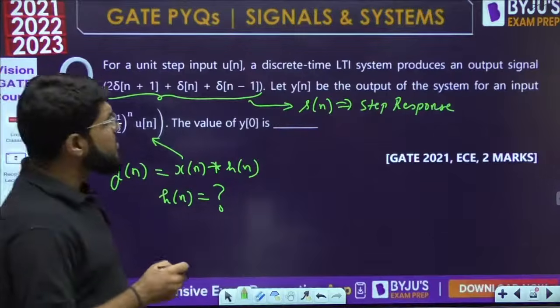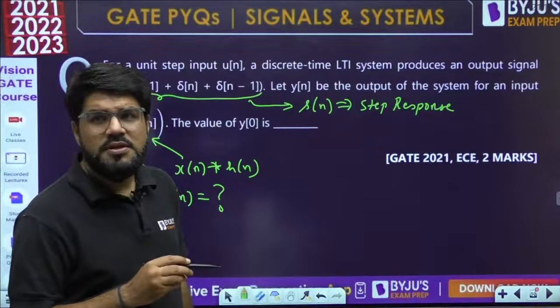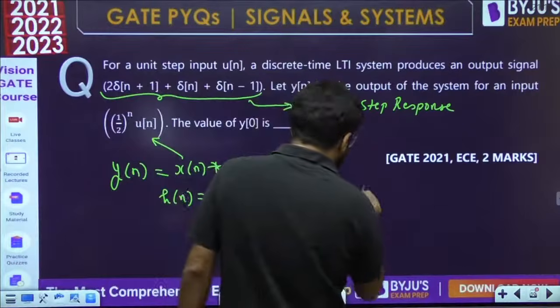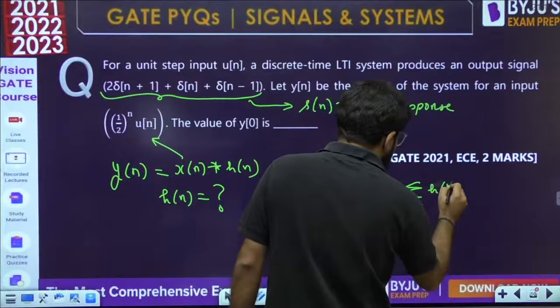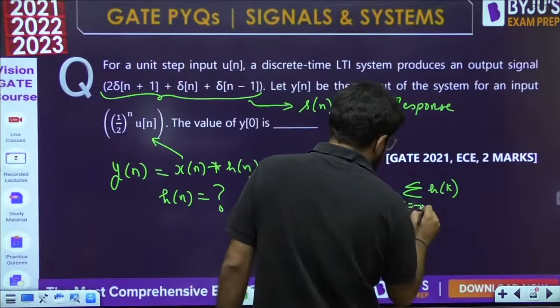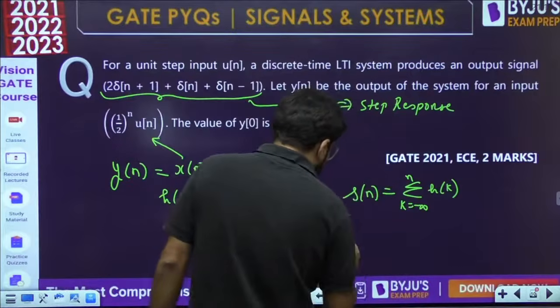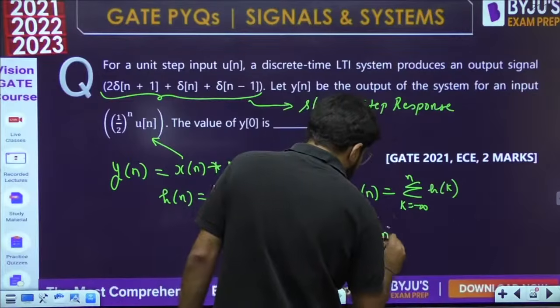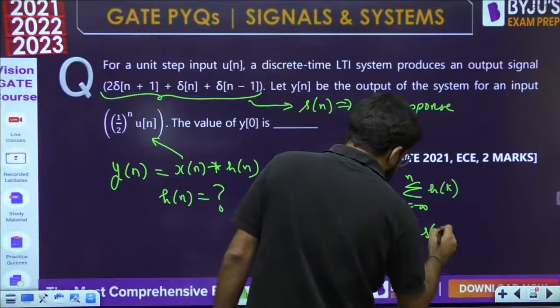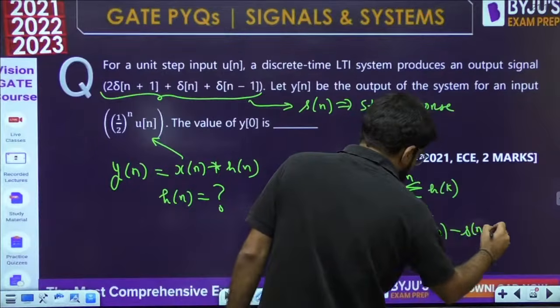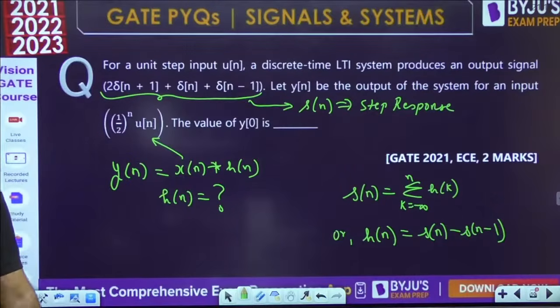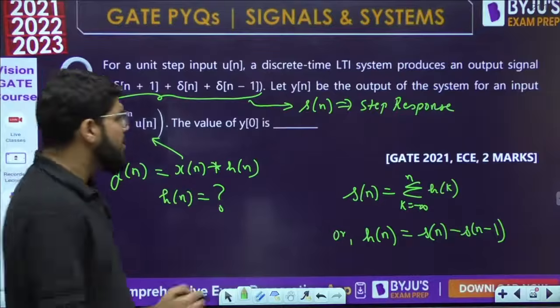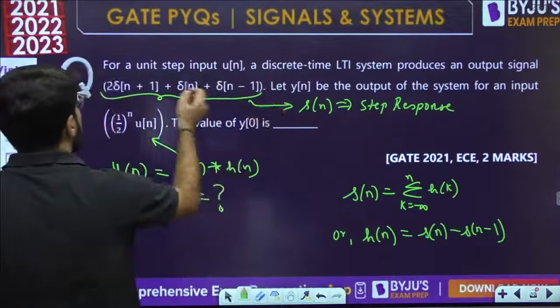Now, what is the relation between the impulse response and the step response? The step response is given by the summation of h[k] from k equal to minus infinity to n, or the impulse response is given by the first difference of the step response, s[n] minus s[n-1]. Clear, everybody? So we can calculate s[n] minus s[n-1].